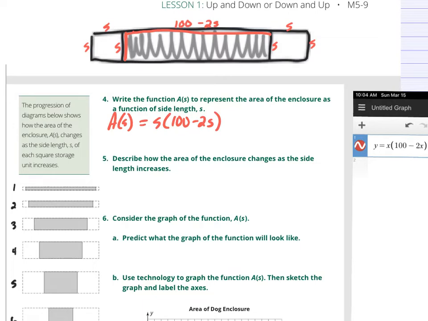Now, some of you can write it like this, and you're going to notice I write it like this also. But if you wanted to, you could have done the distributive property and written A of S equals S times 100 is 100S, and S times negative 2S is negative 2S squared. So either one of these two equations is perfectly fine.